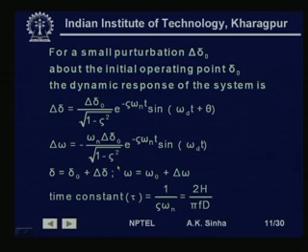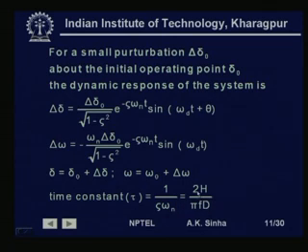and omega, that is, the frequency at any time t greater than 0, is given by omega 0 plus delta omega. The time constant for this oscillation is given by 1 by zeta omega n, which is equal to twice H by pi f D.